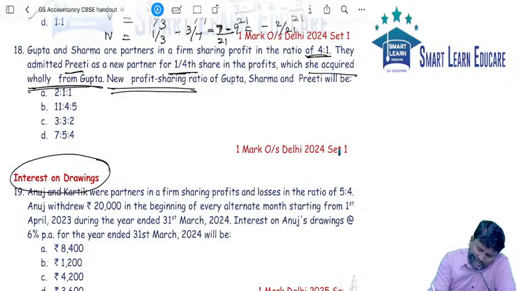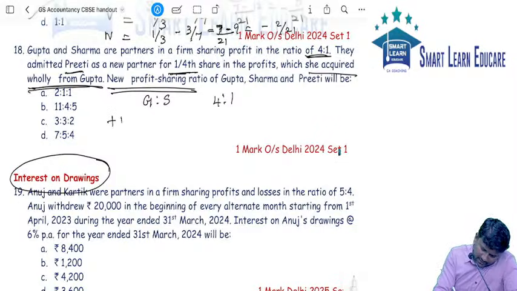So what is the ratio? Very simple. What is the old ratio? 4:1. Now who are the old partners? G and S. Old ratio 4:1. Who is admitted as a new partner? P. P's share is 1/4. This 1/4 she acquired wholly from Gupta.